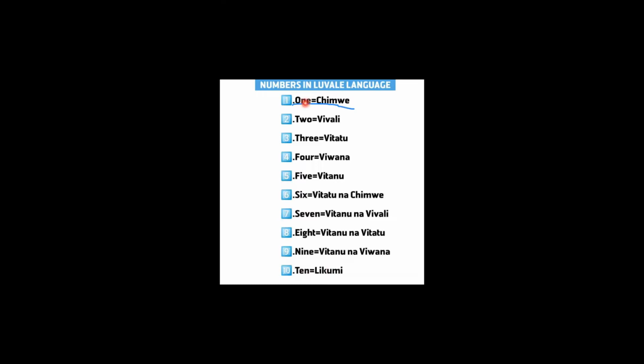The numbers from 1 to 5 are like the base or the basics of Luvale numbers. All the numbers in Luvale, or most of them, build up from these numbers from 1 to 5. They are like the foundation of the numbers. Just like you've seen, 1 is chimwe. 2, vivali. 3, vitatu. 4, viwana. 5, vitanu. Let's start from 6.